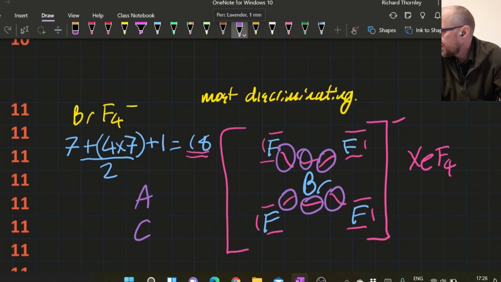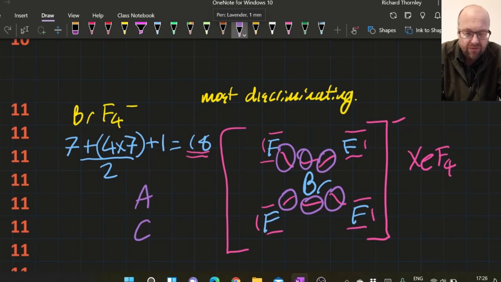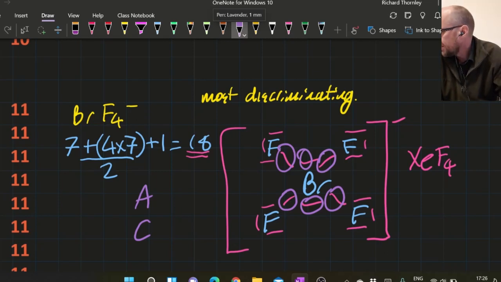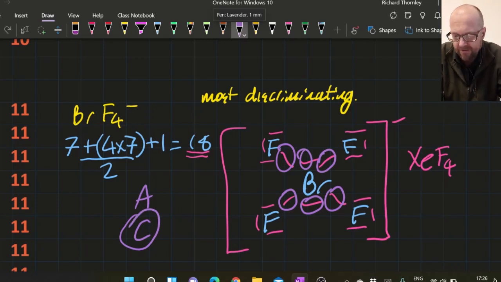The molecular geometry around the Br, well, that's just the shape, so that's square planar. So that's going to be C. Okay, C. 11, C. Nice.